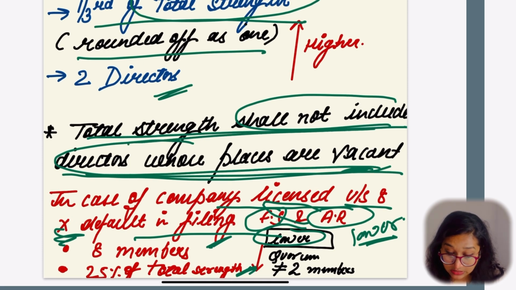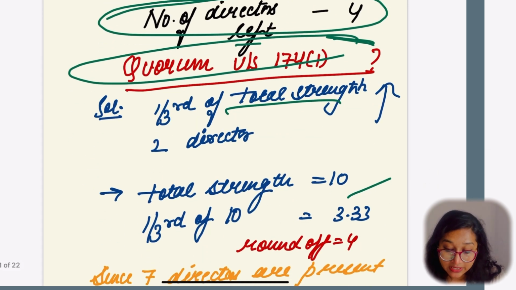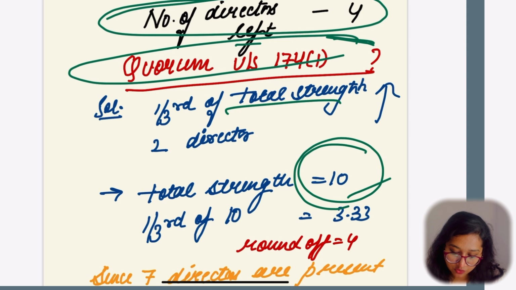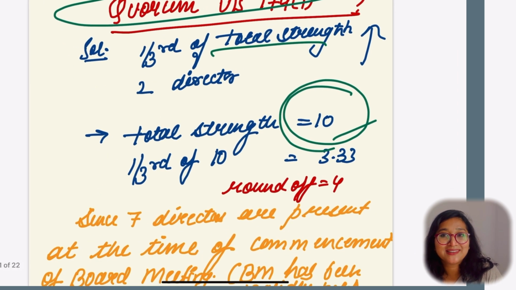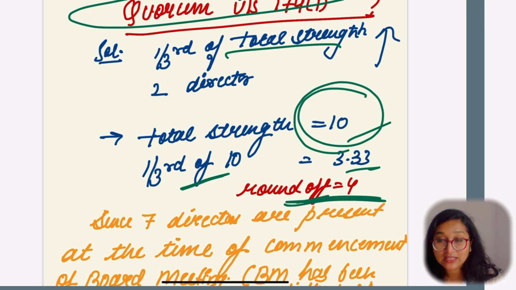Again we go to the law's words: total strength shall not include directors whose places are vacant. These are the directors who came to the board meeting and in between left the board meeting. So for calculating 1/3 of total strength, we are going to include them, which means they are 10 in total number. So 1/3 of 10 is going to be 3.33, and as the law says, we are going to round it off as 1. So this is 4 in number.